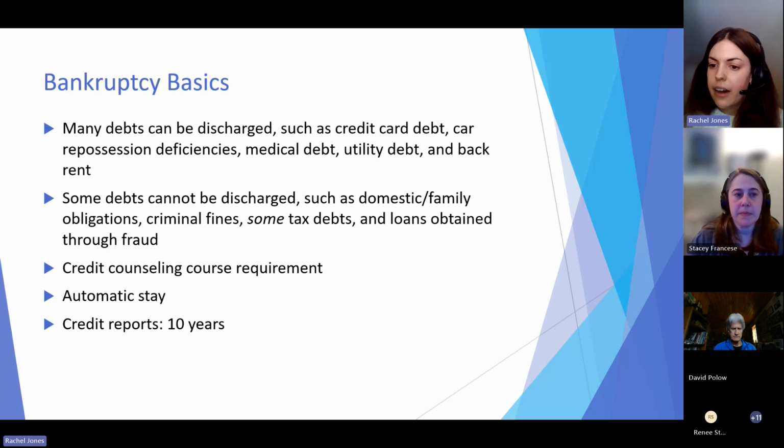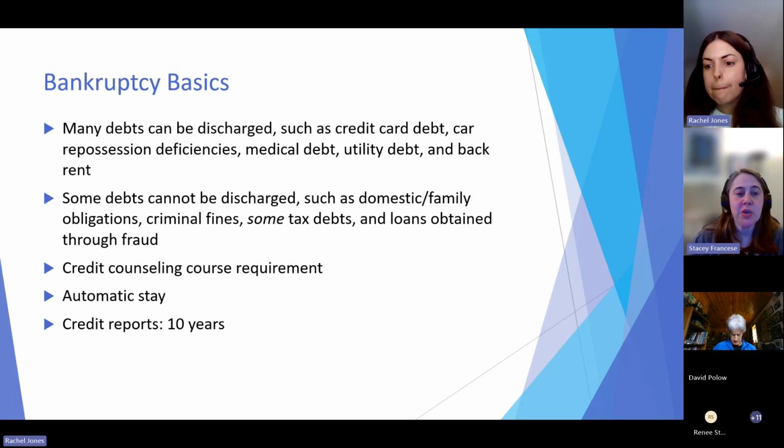So once the filer or the debtor files bankruptcy, there is an automatic stay, and this is where the creditors are notified of the bankruptcy filing, and so the creditors would have to cease collection activity, and that includes lawsuits and other ways to collect a debt. So that could be another benefit for the debtor, that once the bankruptcy case is filed, collection activity ceases from those creditors that are notified.